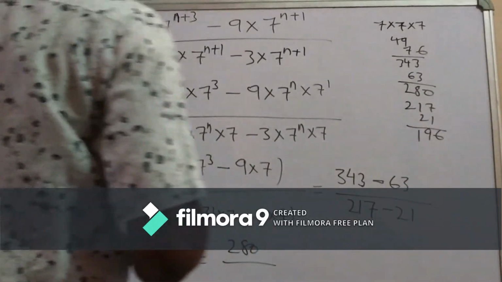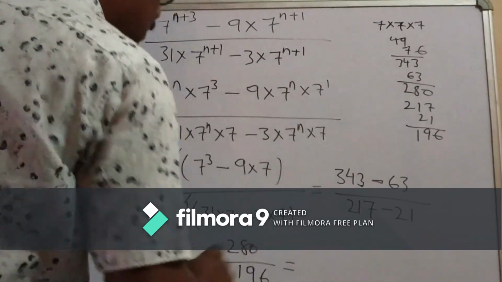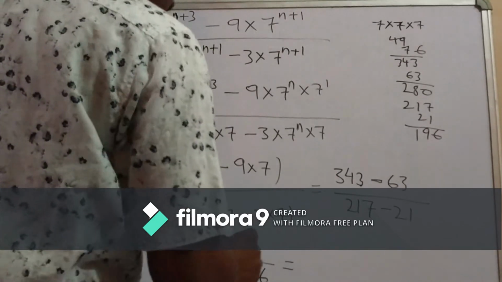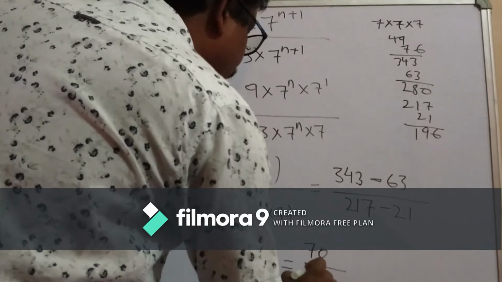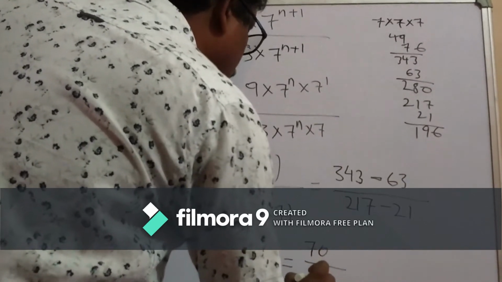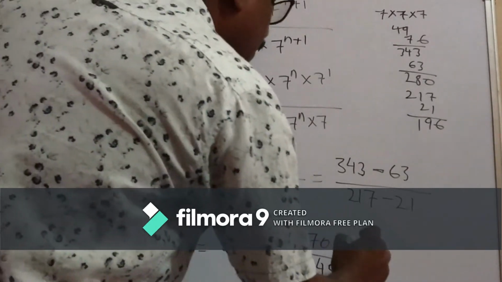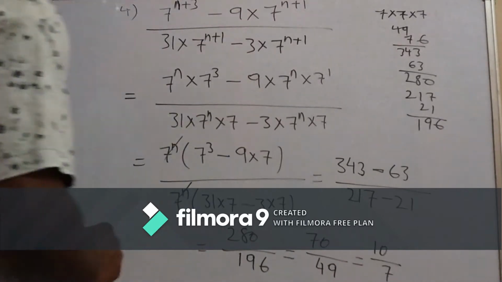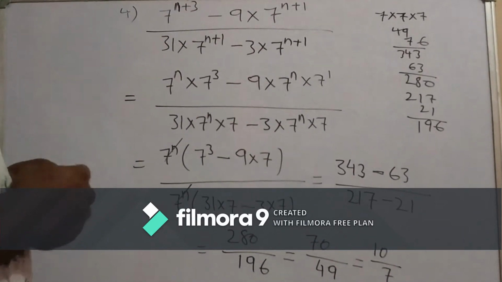Correct? So 196. Now this number is cancelled with 4, reduced, always reduced to the lowest term. So 70 here, again it is cancelled with 7, 10 by 7. So the answer is 10 by 7. Always write the answer in the lowest form.